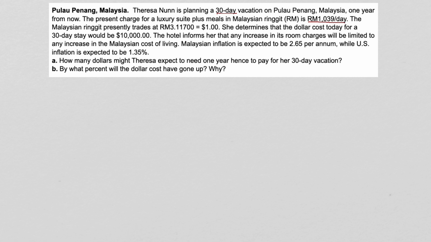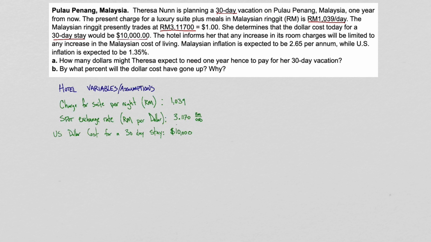And given that the ringgit presently trades at 3.117 to the dollar today, well, if she was going to stay today, then a 30-day stay would be $10,000. Because if she's going to stay, it's 1,039 ringgit per night. That's one of our assumptions, let's call them. Then 30 days at that rate is 31,170 ringgit. We divide by that exchange rate of the spot rate today, 3.117 ringgit to the dollar, and then that's how we get that $10,000.